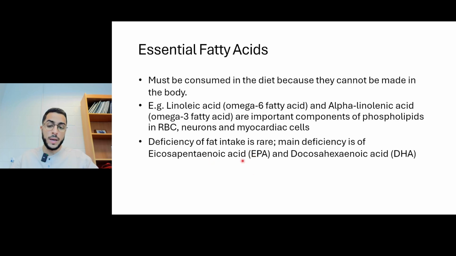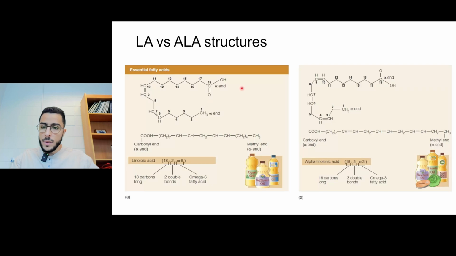For example, eicosapentaenoic acid, which is also a 20 carbon molecule, and docosahexaenoic acid, which is a 22 carbon molecule. Okay. So let's look at a little bit of structures.